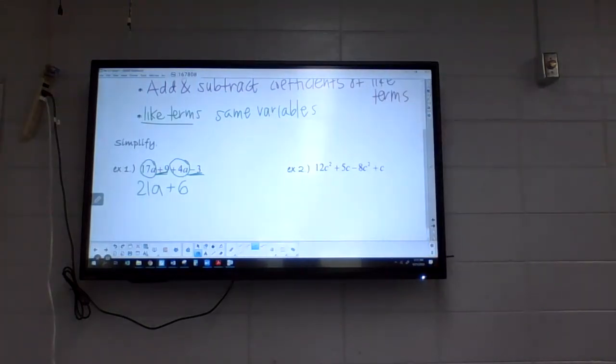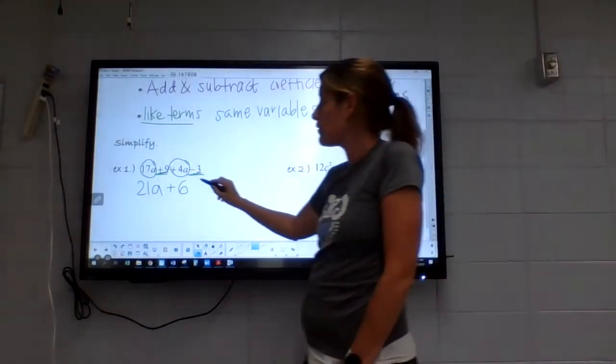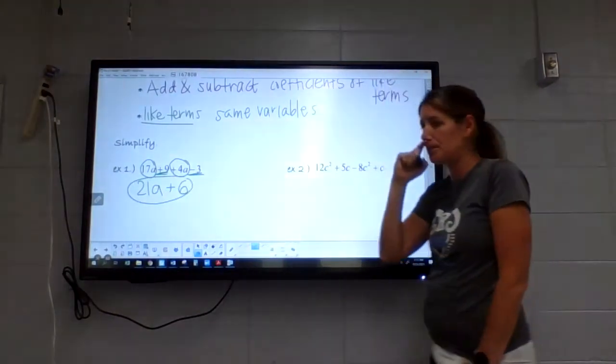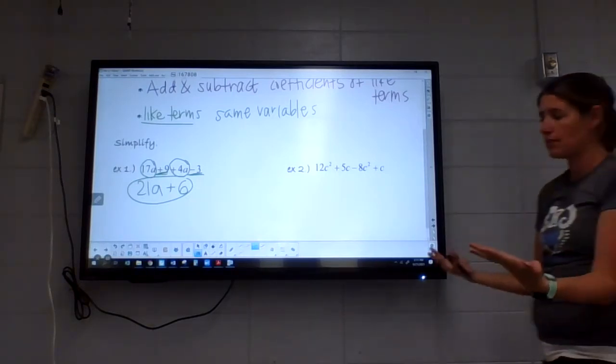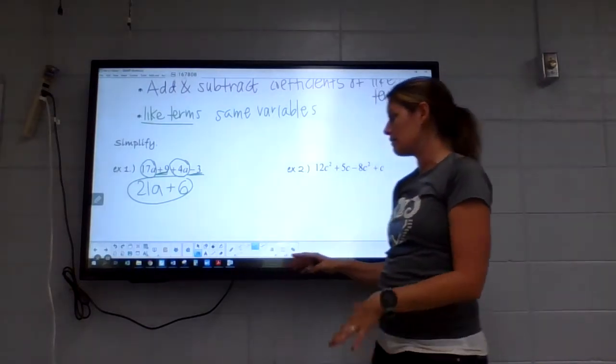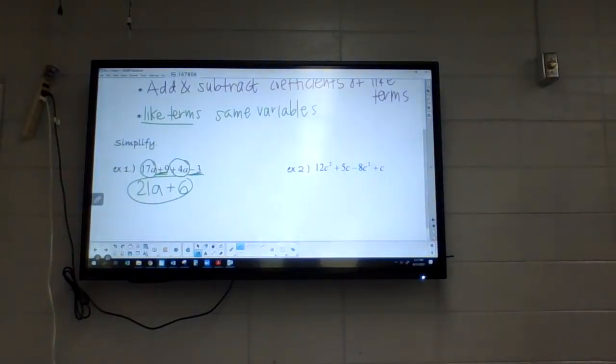Now, are these two like terms? No, the one has an a, the one doesn't. The 21a has a, 6 doesn't. So this would just be our simplified version of this answer. Now, tomorrow when we start, we're going to add to this, like we're going to take this and make it an equation. Right now, all we're doing is simplifying. Just that we're comfortable with rewriting these in simplest form.